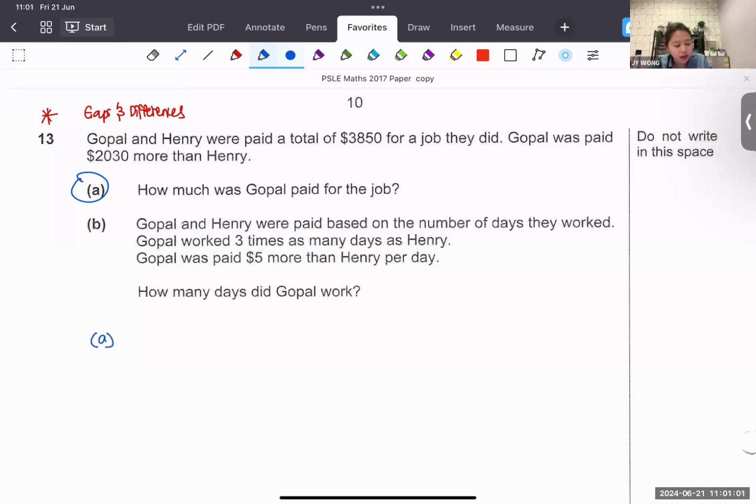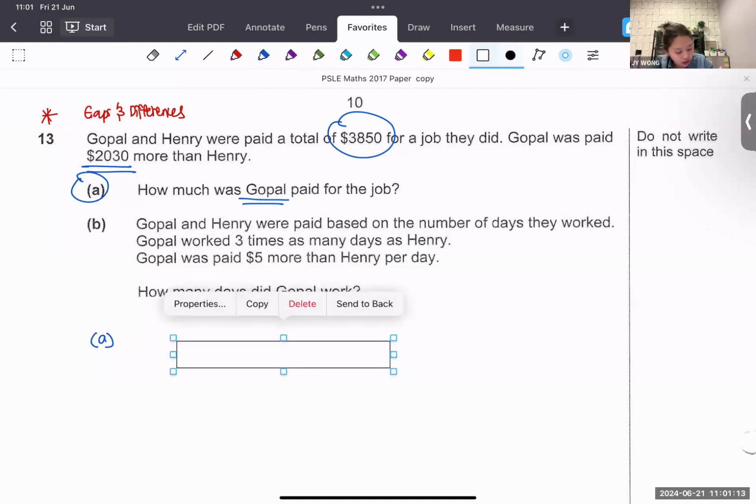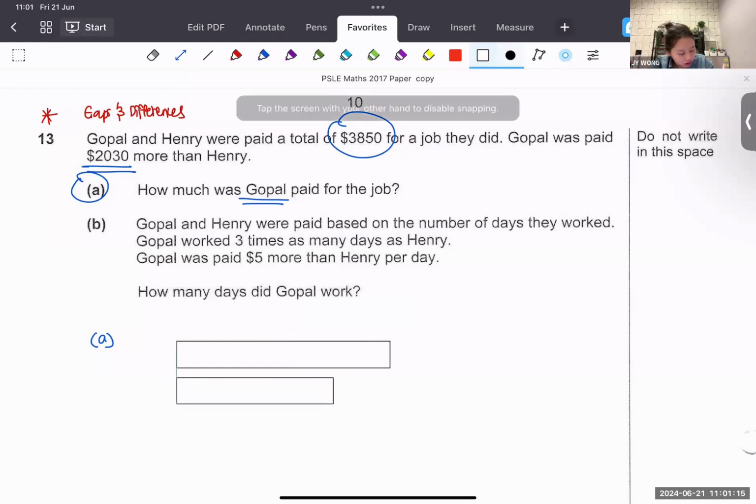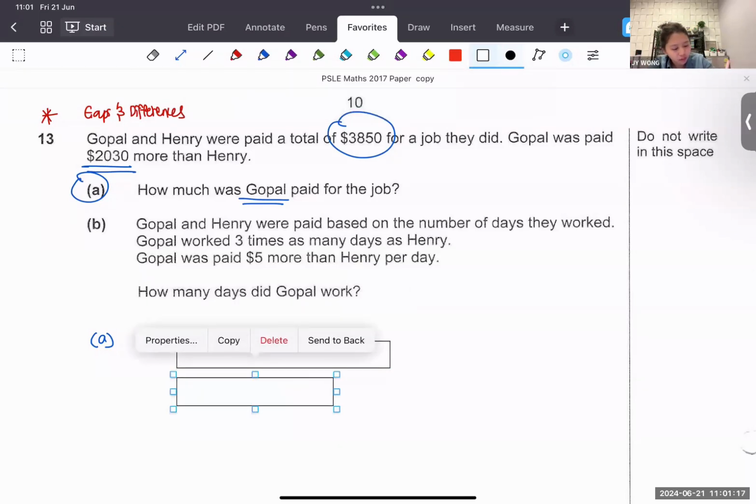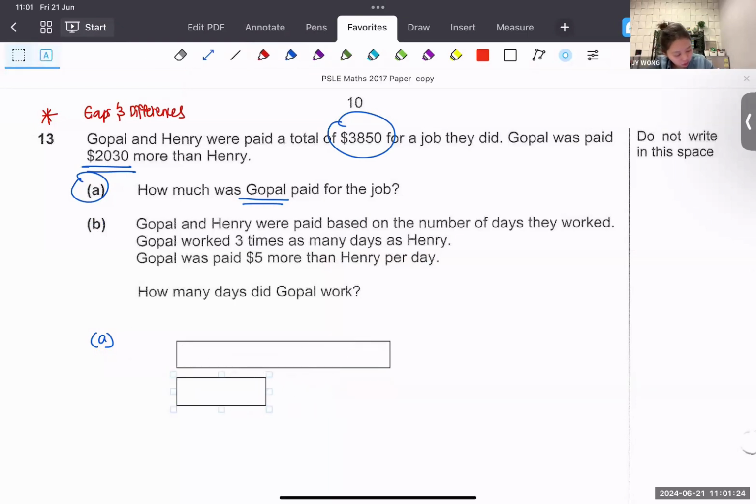Gopal and Henry were paid a total of $3,850 for a job they did. Gopal was paid $2,030 more than Henry. How much was Gopal paid? So this is a normal comparison question that even primary 3, if you don't give them part B, should be able to do as well. Okay, so let me draw a more proportionate one.